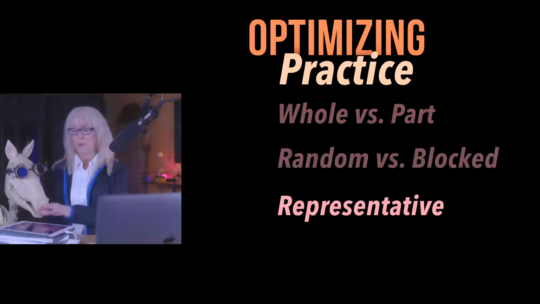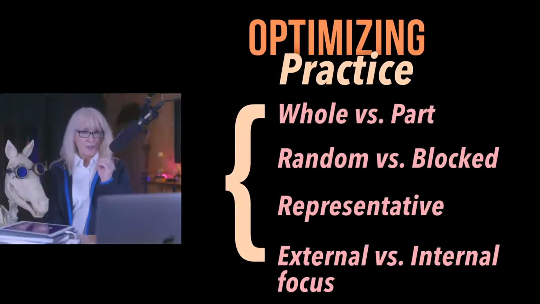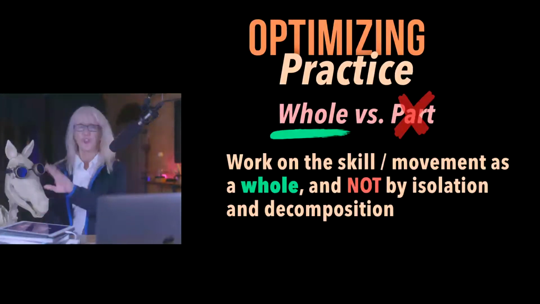Versus blocked, representative practice, and external focus of attention. So after I talk about these, each one just for a moment, then we're going to start to look at the clue to where this is going. And that clue is about what these four things have in common. But first, let's just run through each one just very briefly.